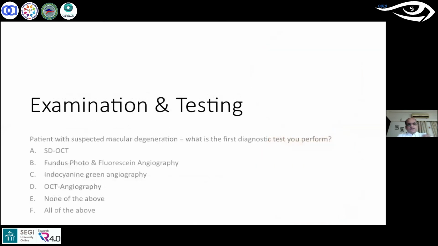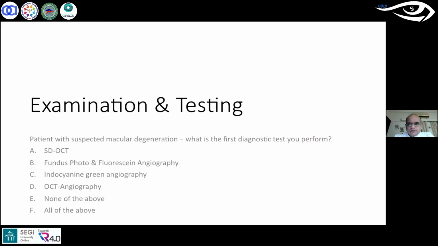So coming to the first poll, examination and testing. A patient with suspected macular degeneration, what would be your first diagnostic test that you would perform? Would you do a spectral domain OCT? Would you do a fundus photography and fluorescein angiography? Would you do indocyanine green angiography? Would you do OCT angiography? None of the above? Would you just go clinically, or would you do all of the above?